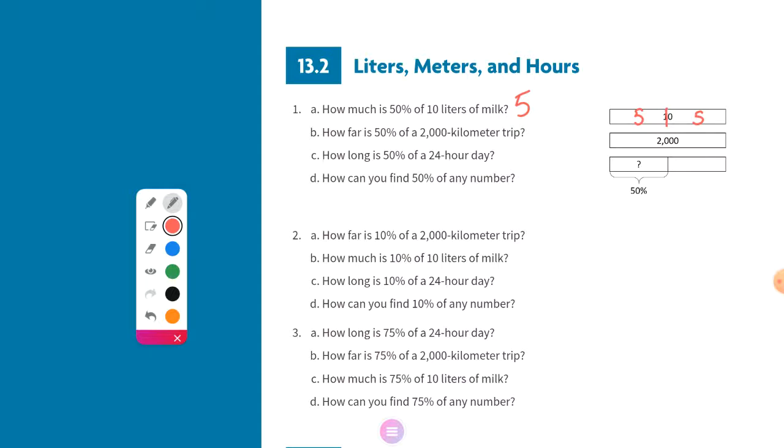How far is 50% of a 2,000 kilometer trip? 1,000. So to find 50% of a number, really all you have to do is divide it by 2, because you're taking half of it. So this would be 1,000. Ethan, how long is 50% of a 24-hour day? 12 hours. Afton, how can you find 50% of any number? Divide it by 2. What multiplication are we doing if we divide by 2? Times 1/2. So in parentheses, I'm going to put times 1/2, because that's the same thing.